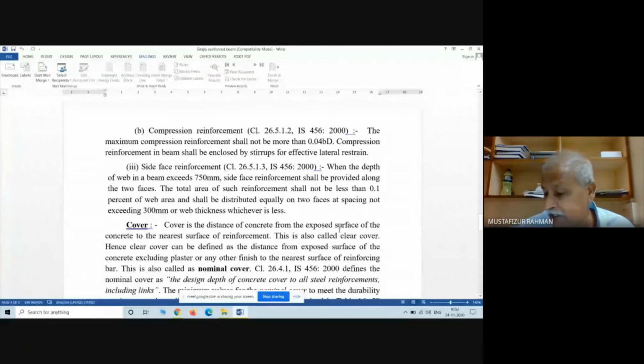So we are talking with respect to a singly reinforced section. Now, compression reinforcement: whatever statement is given here is not with respect to a singly reinforced section. It is with respect to a doubly reinforced section. So what is said here? The maximum compression reinforcement shall not be more than 0.04 bD.